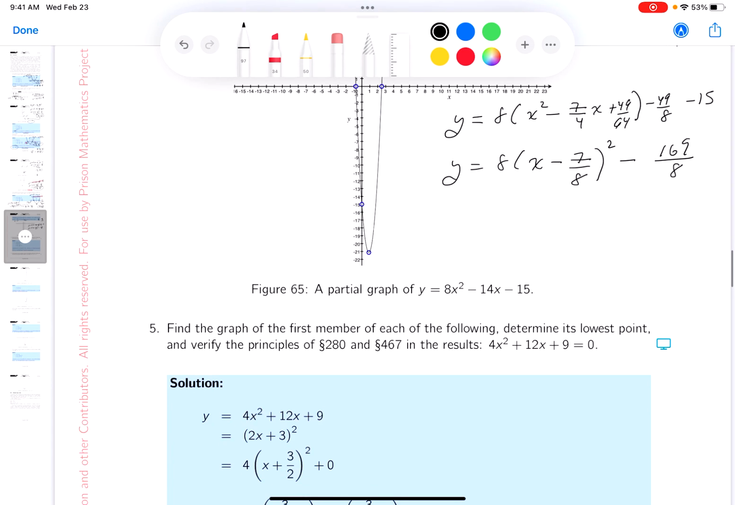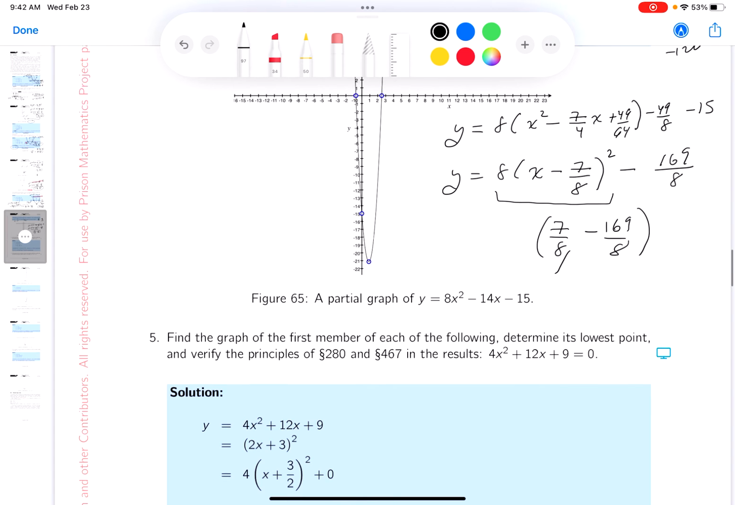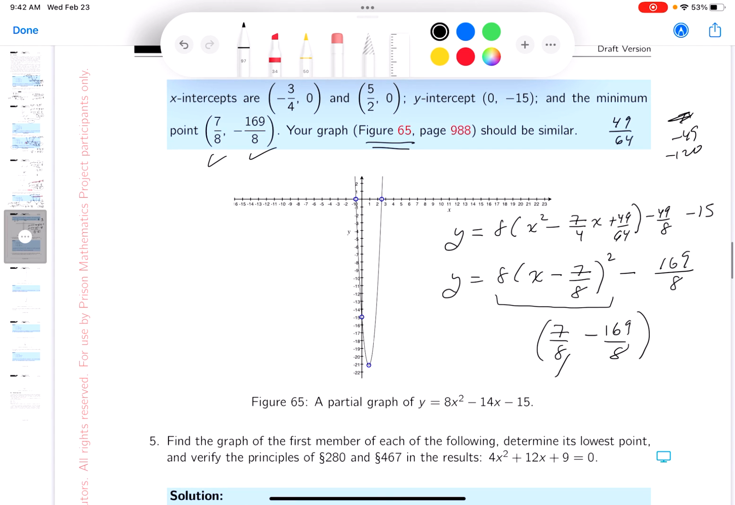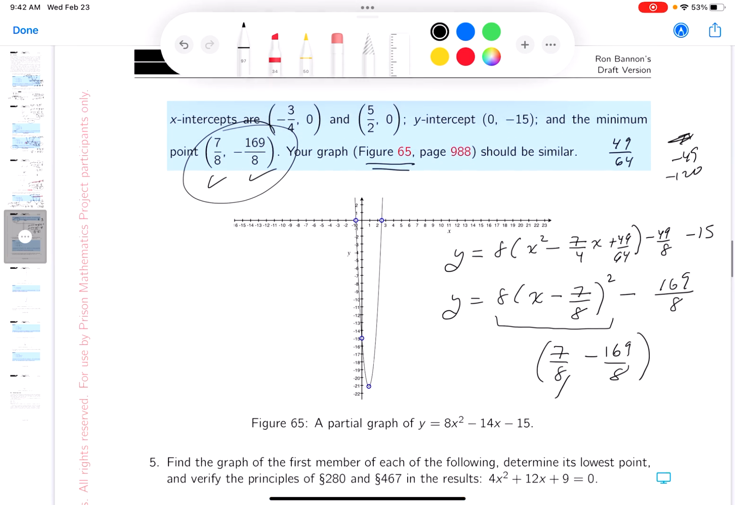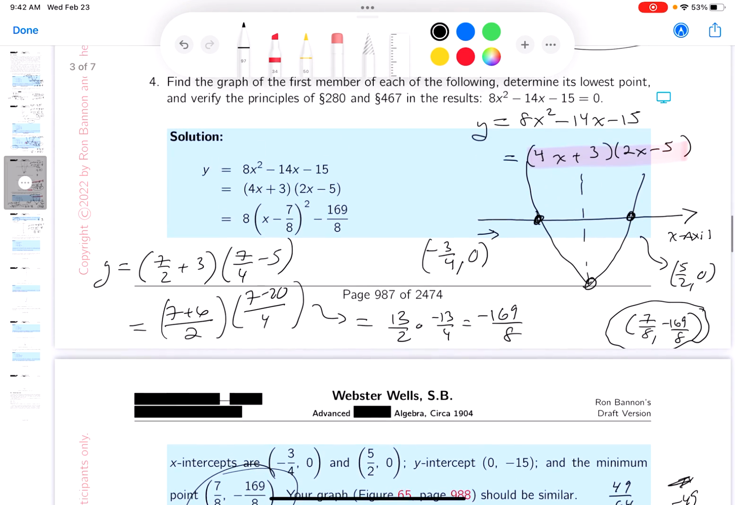All right? So the big question is, how could I minimize this? I can minimize this y value by taking x to be 7/8. And if x is 7/8, what do you get? Minus 169/8. All right, let's go back, see how we did. I get the same answer. Of course I do. 7/8, comma, minus 169 over 8. All right? Two different ways of doing it. Your approach is your approach. Take your own road, all right?